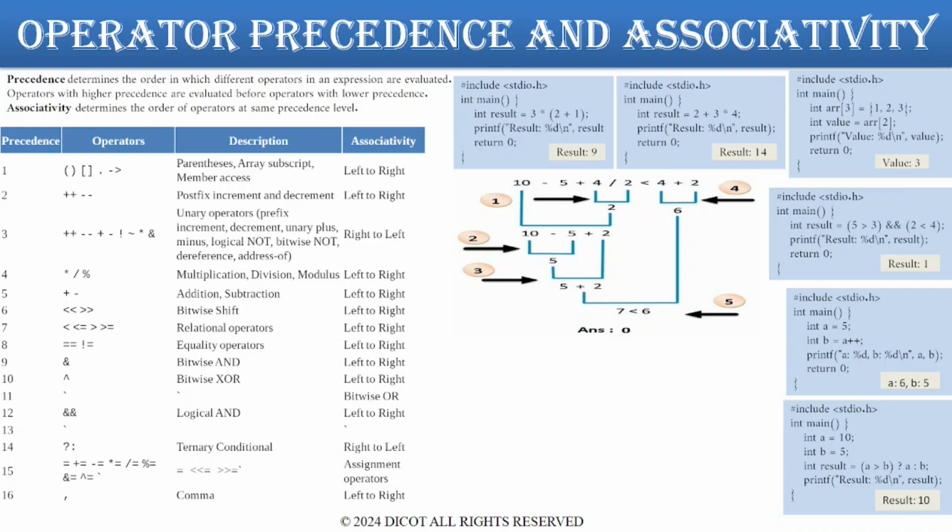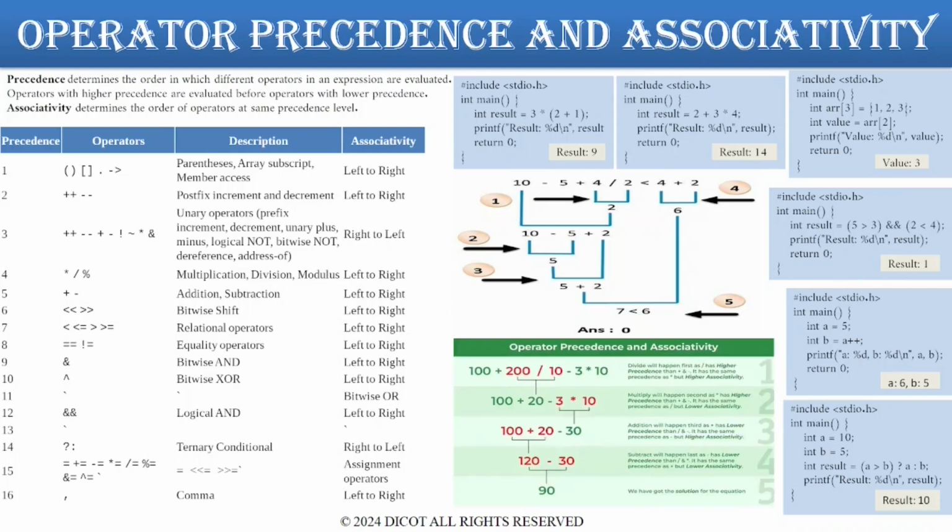Next, between less than and 4 plus 2, which has the highest precedence? The precedence of less than is 8, whereas the precedence of plus and minus is 6. So evaluate plus to get 6. So finally, we have 7 less than 6, which is false. That gives the answer 0. So the output of this expression is 0 by following the precedence and associativity rules.